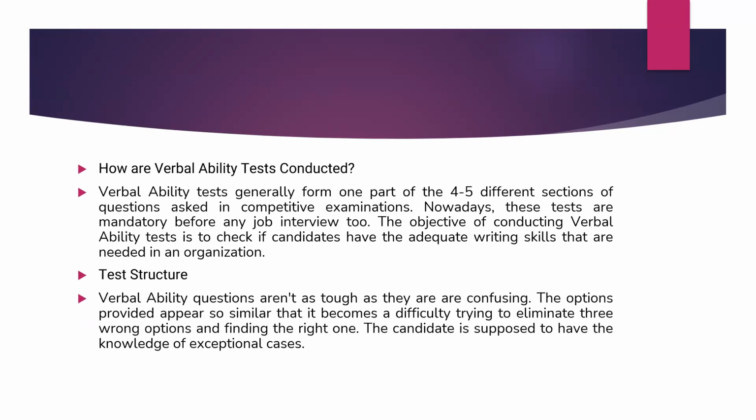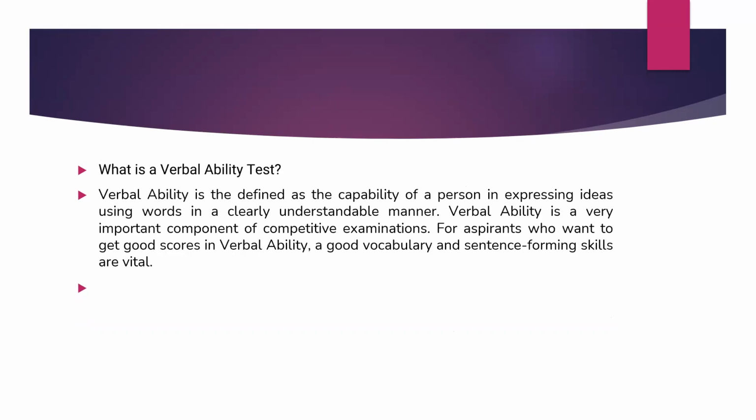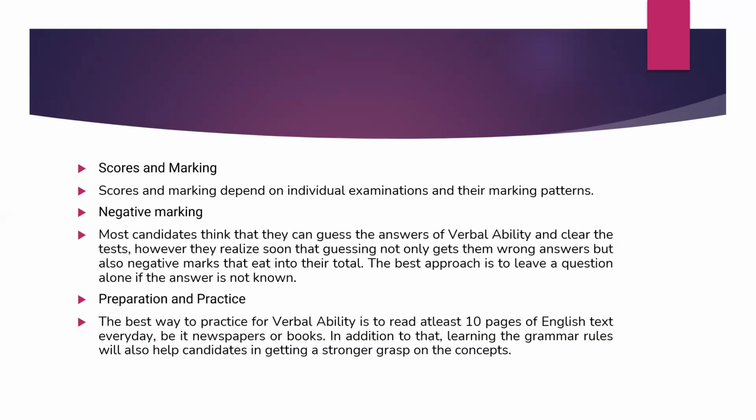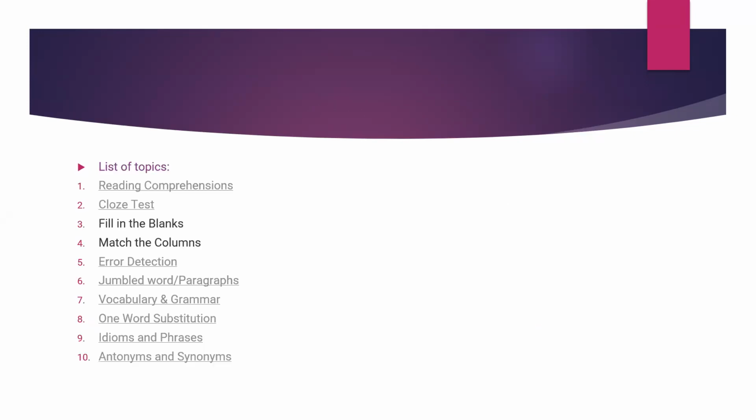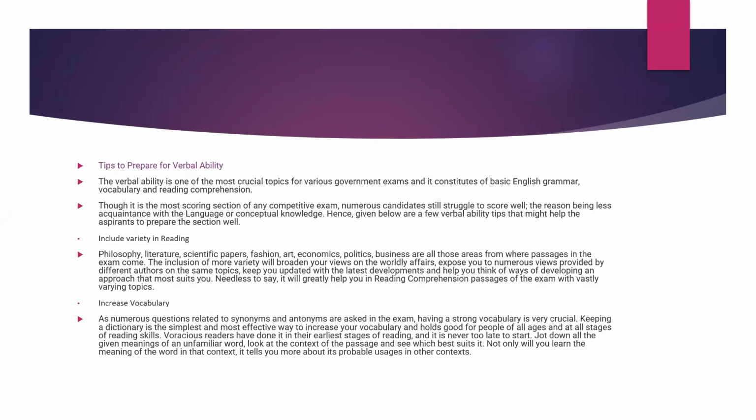Now there will be 4 to 5 sections, and in verbal ability the answers are very confusing, so you need to answer only when you are totally sure about it. If you answer by guessing, then it will be a problem, as it will go for negative marking.